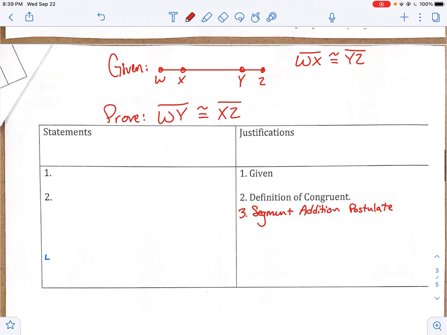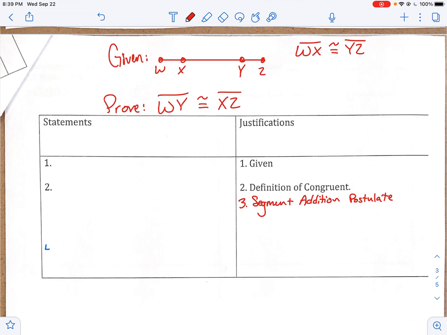Okay, last one. Given WX is congruent to YZ, prove that WY is congruent to XZ. I would try to get as far as you can without watching the video. When you get stuck, unpause the video, and then I can help you through the rest of the proof. So I start with my givens. And again, if you haven't paused the video, I would do that first. WX is congruent to YZ. That's given.